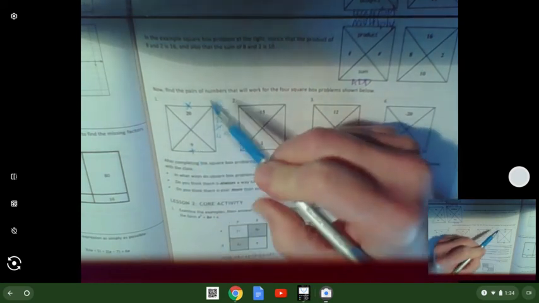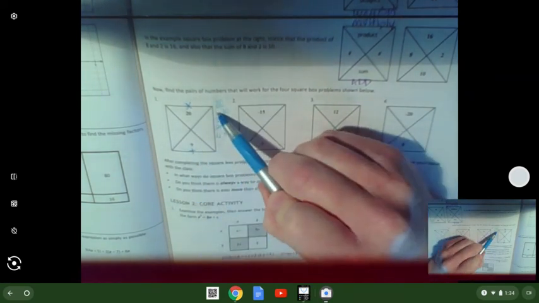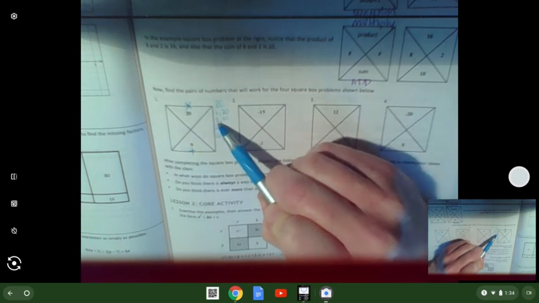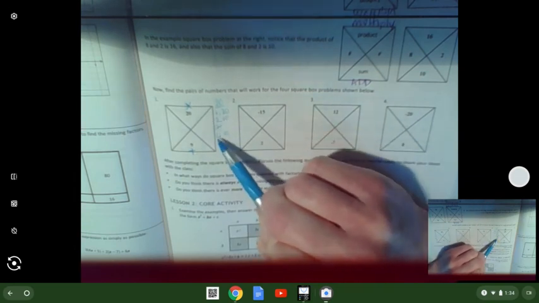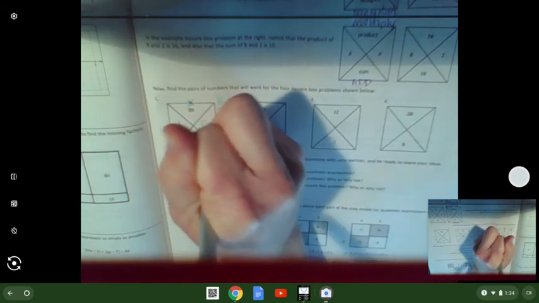I need a pair that adds to 9. So if you need your calculator, use it. 1 plus 20 is 21. 2 plus 10 is 12. 4 plus 5 is 9. Bingo, my missing numbers are 4 and 5.